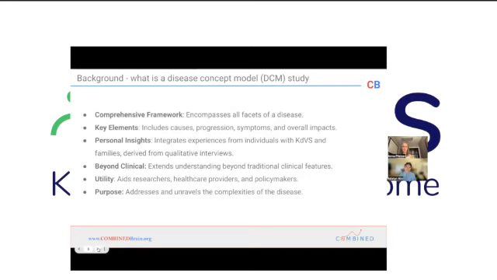So the disease concept model is a framework that represents the comprehensive understanding of disease, including its cause, progression, symptoms, and impact, as well as the lived experience of an individual with Koolen-de Vries and their family, gathered through qualitative interviews. It moves beyond the simple list of clinical features. This model serves as an important tool to help researchers, healthcare providers, and policymakers understand and address the complexity of the disease, just like Anna talked about in the previous slide.